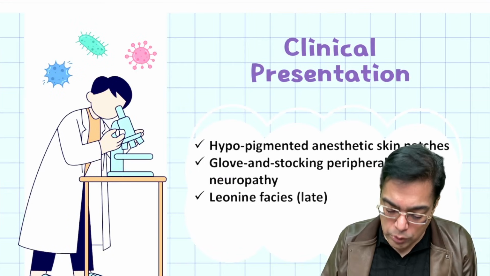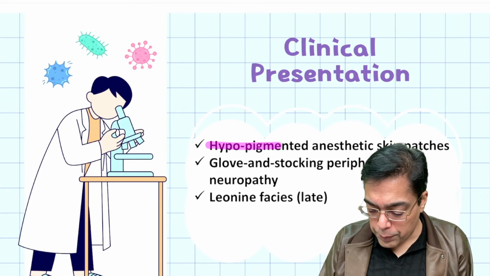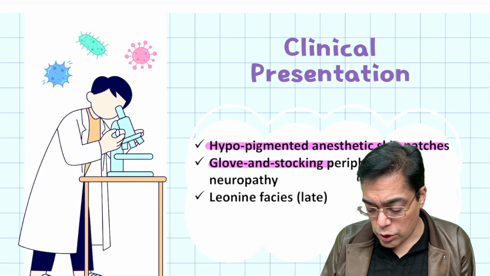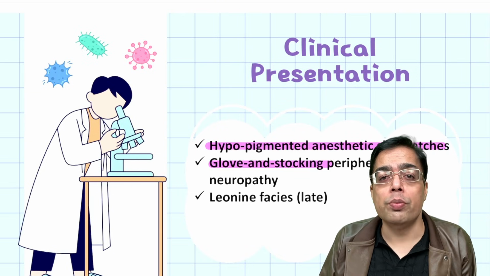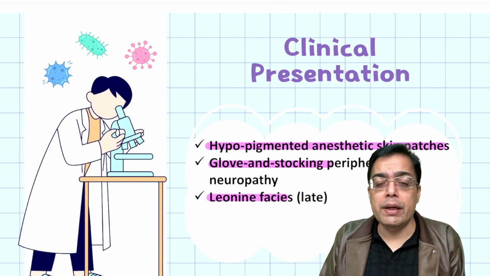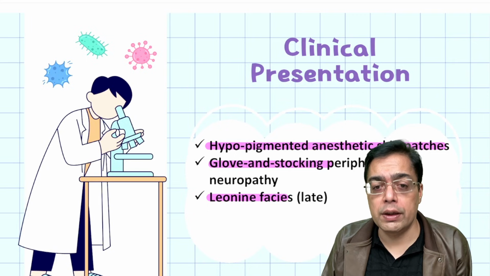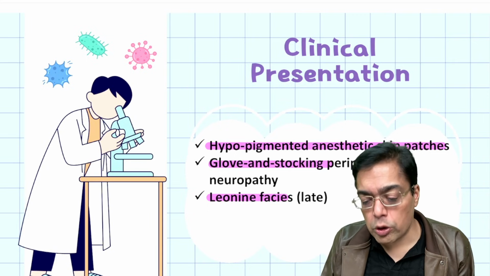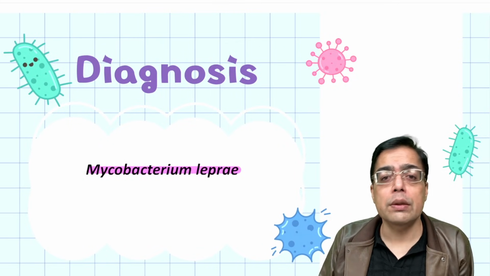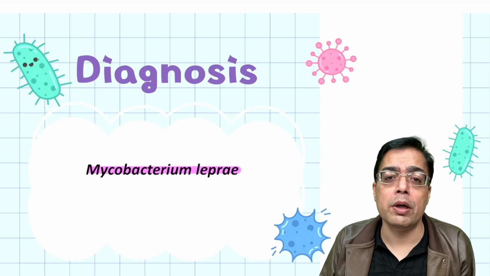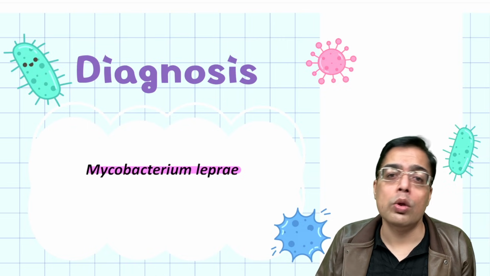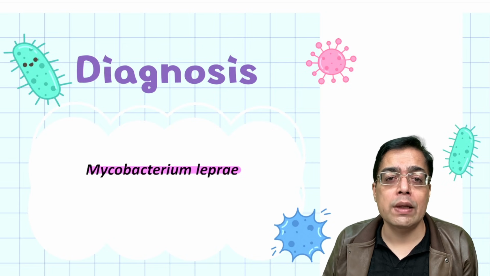See the next one that talks about the patient having hypopigmented anesthetic skin patches. The patients can have glove and stocking peripheral neuropathy, and in the late stages the patients could have leonine facies. Of course, something which is not very commonly seen in the OPDs because we have almost taken care of this particular condition. But if I'm talking about mycobacteria, this should remind you of the organism Mycobacterium leprae. Be familiar with the drugs given for the treatment of Mycobacterium leprae infection, including the role of dapsone, clofazimine, and rifampicin. That's what they have to ask you in the exam time and again.